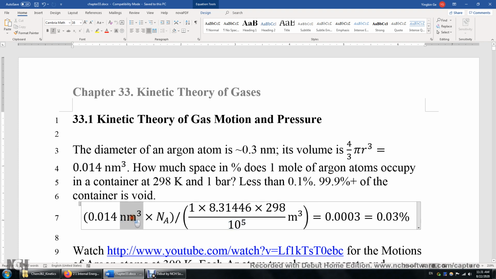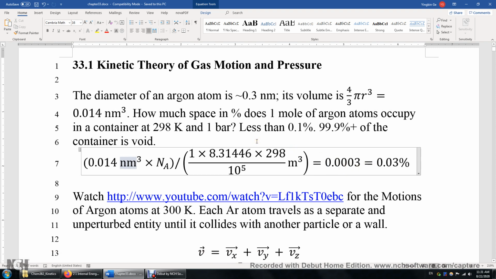This is not SI unit, but 1 nanometer is simply 10 to the power of negative 9 meters. So 1 cubic nanometer is 10 to the power of negative 27 cubic meters. Do the calculation, you'll see the argon actually occupies a very small portion of the total volume of the container. In this case, less than 0.1%. So typically, gas particles occupy around 0.1% of the total volume of the container. The rest of the space is empty space.